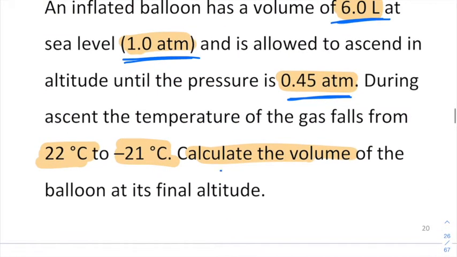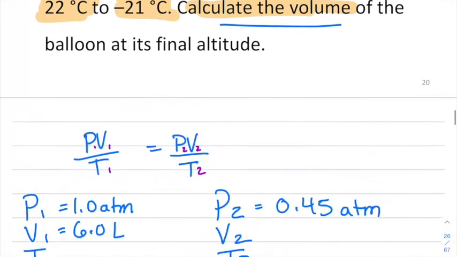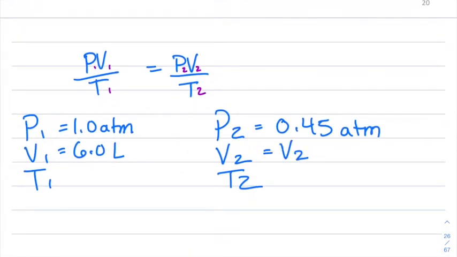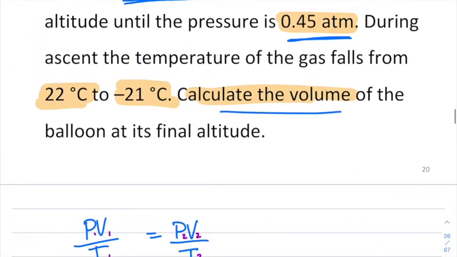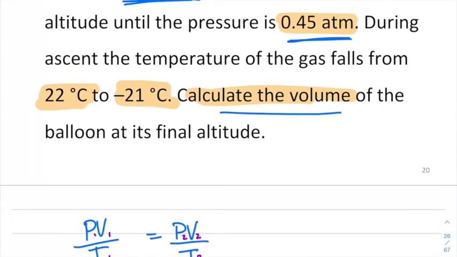All right, so we are still calculating the volume. So I'm going to put V2 here for that volume. We don't know what it is, or I can just put a question mark here because we don't know what it is. Then we're told the gas falls from 22 degrees Celsius to negative 21 degrees Celsius.